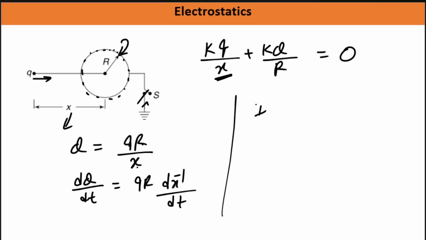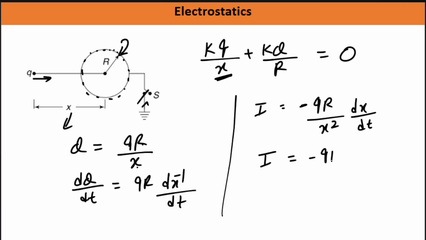So here I is equal to how much? Minus qR, this will become x square, then you will be left with dx by dt. So this is going to be your velocity. So I is equal to minus qR by x square into velocity v. Now see, what will be the significance of this negative sign? If this charge moves in this direction, towards the sphere, in that case x is decreasing, right? And if x is decreasing, this value will increase, and in that case the magnitude of the charge q coming will increase.